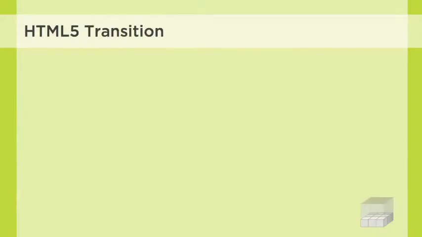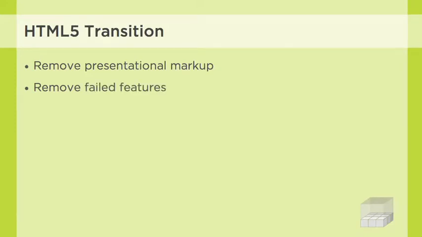Now that you know the basics of getting started with HTML5, with writing your first HTML5 document, I'm going to teach you about the key transitions that you need to be aware of when moving your HTML4 and XHTML1 documents over to HTML5. The first of these is that you really got to remove all that presentational markup. The second is there are a number of features in HTML4 that have unfortunately failed on the web as they were intended, and so HTML5 removes these features and you need to remove them from your content as well. Third, how to maintain compatibility.